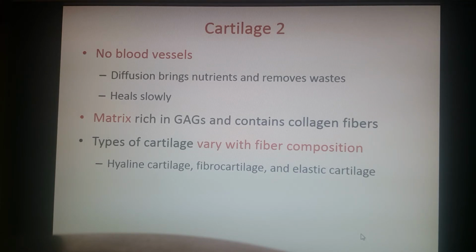In your cartilage, the matrix section is rich in glycosaminoglycans, our GAGs, and contains your collagen fibers, helping give the strength and stretch to the cartilage. Depending on the fibers that create the cartilage, you're going to have different types of cartilage. There's your hyaline cartilage, your fibrocartilage, and your elastic cartilage.